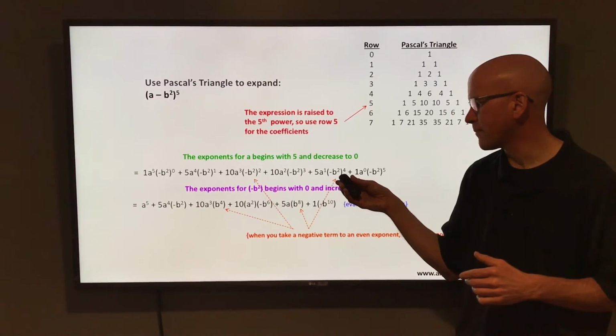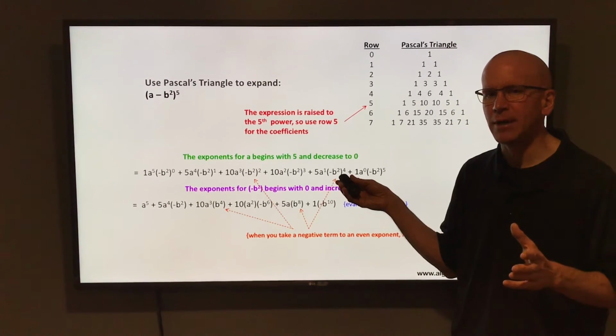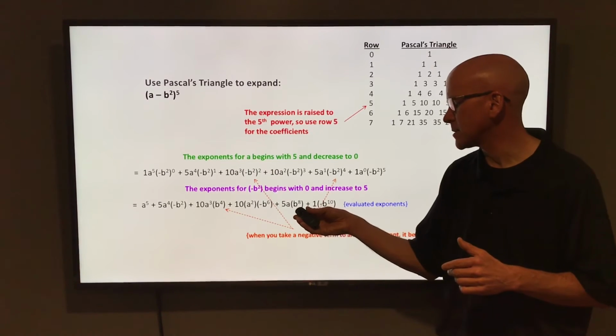Next, negative b squared to the 4th. Again, when you take a negative term to an even exponent, that is going to be positive. So that's positive b to the 8th.